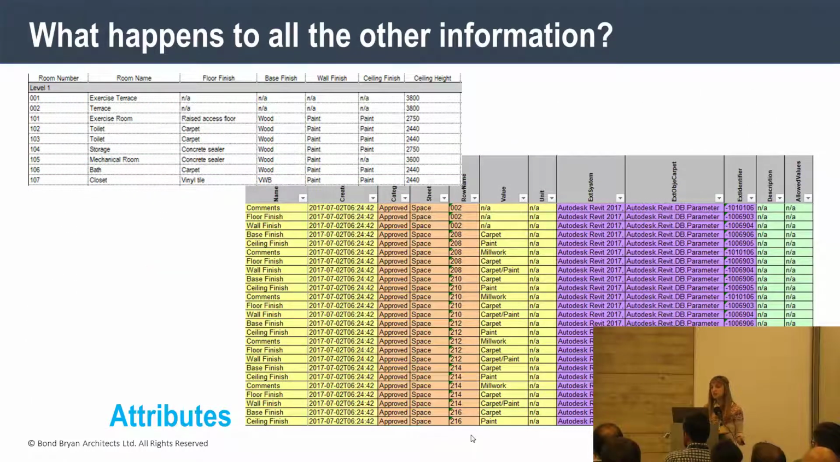So I mentioned COBie can capture all information from schedules, but what about things like voltage, floor finish or ironmongery set? There's no fields for these, so where do you put them? And that's right, this information all gets captured in the Attributes tab.